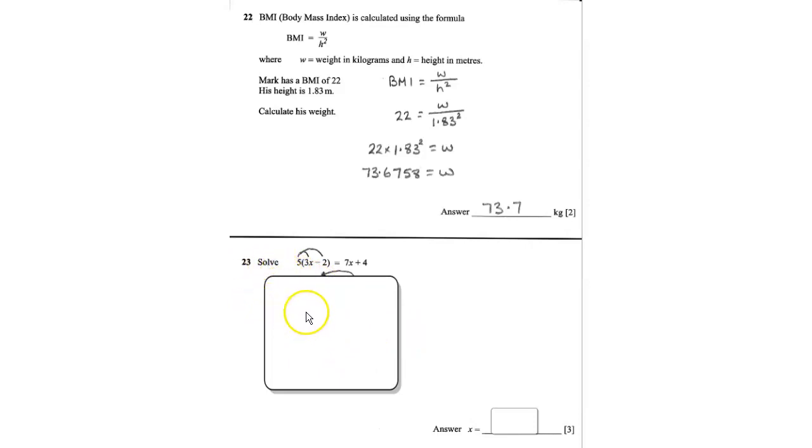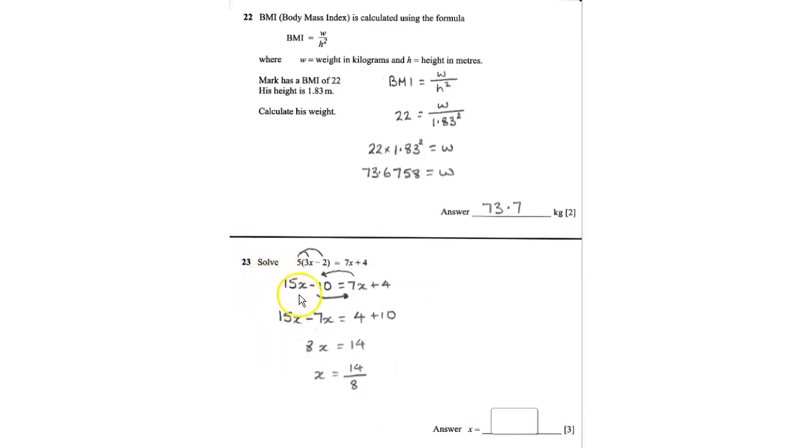For question 23, it's just an algebra question. It's just wanting to solve it. So the first thing you would do there is expand the brackets. So 5 times 3x is 15x, 5 times minus 2 is minus 10.